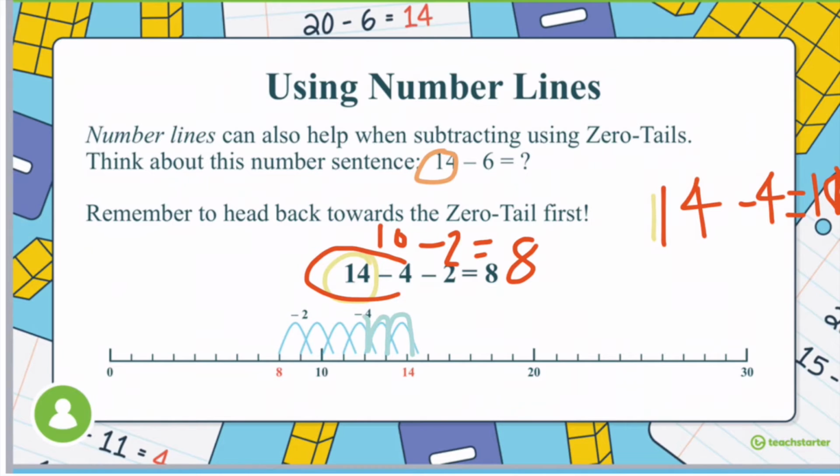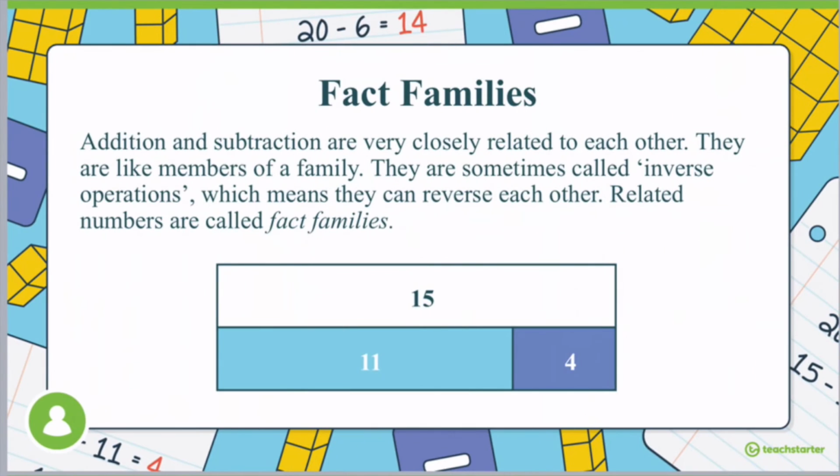1, 2, 3, 4. That's our first 4, and then 2 more. 1, 2. All right, so we've got number lines, we've got counting backwards, we've got counting on.